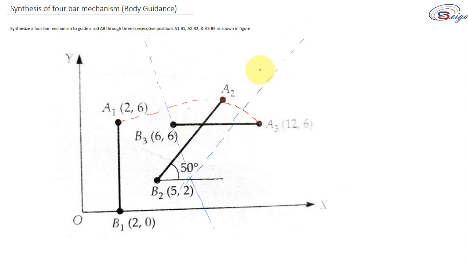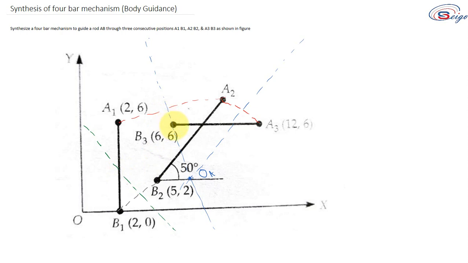These 2 perpendicular bisectors will meet at a common point, and I am naming this point OA. In the next step, join the points B1 and B2. After that, draw the perpendicular bisector of the line B1, B2. So this is the perpendicular bisector of the line B1, B2.